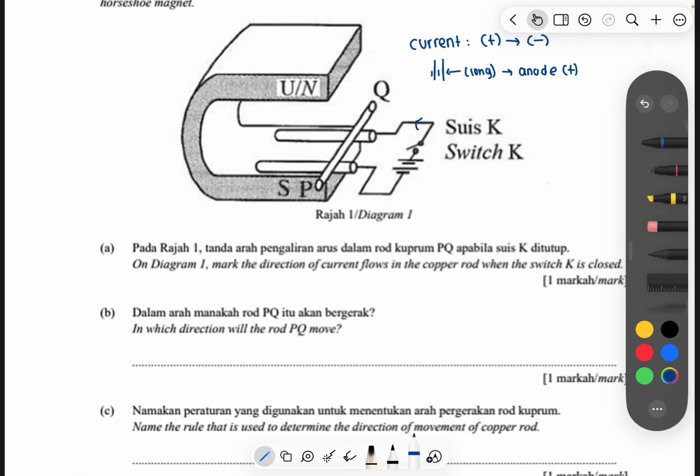Next, in which direction will rod PQ move? So you can determine this by doing Fleming's left hand rule. Your index finger, which represents the magnetic field, which is from north to south, should be pointed down. And then the current, which is from Q to P, should be pointing towards you. Half of this is ChatGPT, okay? Because at first I thought it was going to go to the left, and then somehow it convinced me that it was supposed to point towards you. So this means that the force, your thumb, would be to the right.